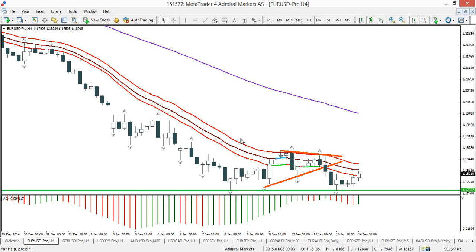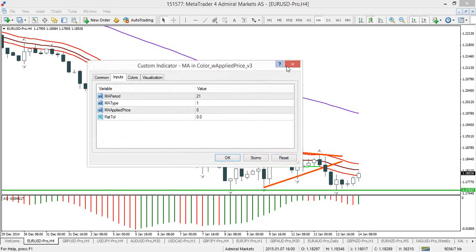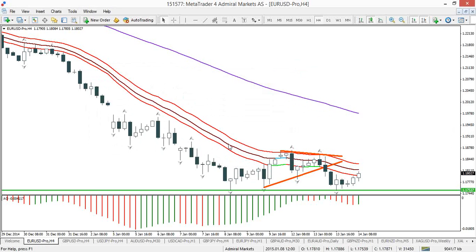These moving averages, yes, no problem. These are three 21 EMAs. All three are 21 EMA, and that's why they're parallel to each other. You don't see that here because it's a special indicator, but one is the close, one is the high, and one is the low: 21 EMA close, 21 EMA high, 21 EMA low. That's why they're parallel, because if you used different numbers, they would cross each other at one point.